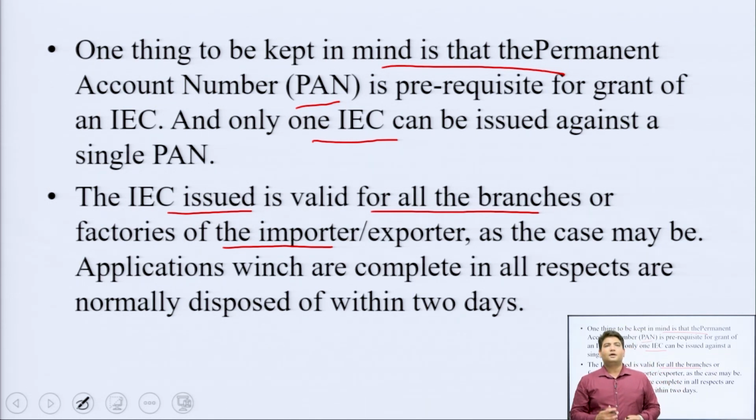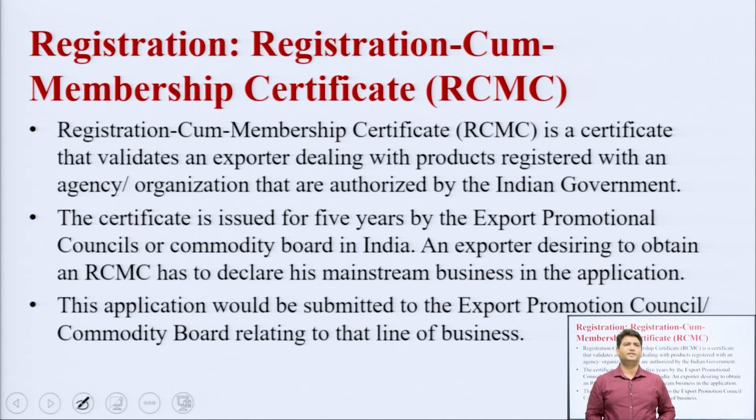IEC नंबर, जो IEC कोड हम इशू करेंगे, वो वैलिड होता है सारे ब्रांचेस और सारी फैक्ट्रीज उस इंपोर्ट एक्सपोर्टर के लिए. As the case may be, applications which are complete in all respects are normally disposed of within 2 days. जो भी एप्लीकेशन कंप्लीट होती हैं, सारी फॉर्मेलिटीज उसकी कंप्लीट होती हैं, वो ज़्यादातर 2 दिन के अंदर ही डिस्पोज ऑफ कर दी जाती हैं.